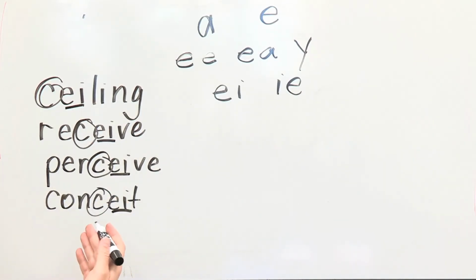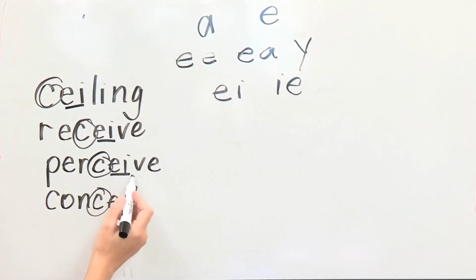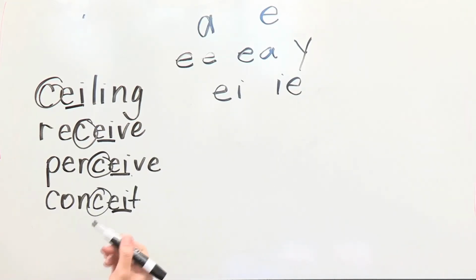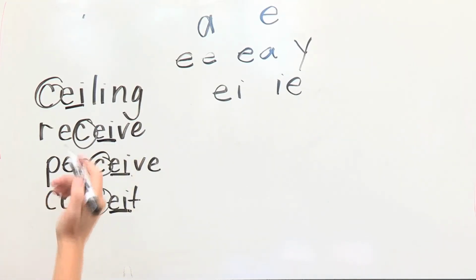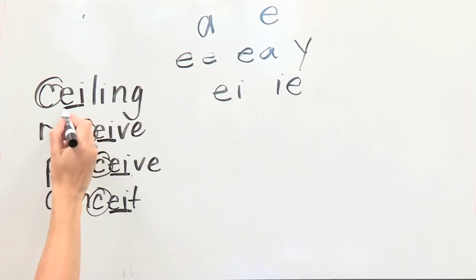When you hear a C, and you hear that long E sound immediately after it, it is spelled EI. So you know that rule, I before E except after C, but it doesn't seem to work half the time. Well, when you go by phonemes alone, when you hear that long E sound, it's EI. So going by the sound, ceiling, you hear that long E, it's going to be EI.